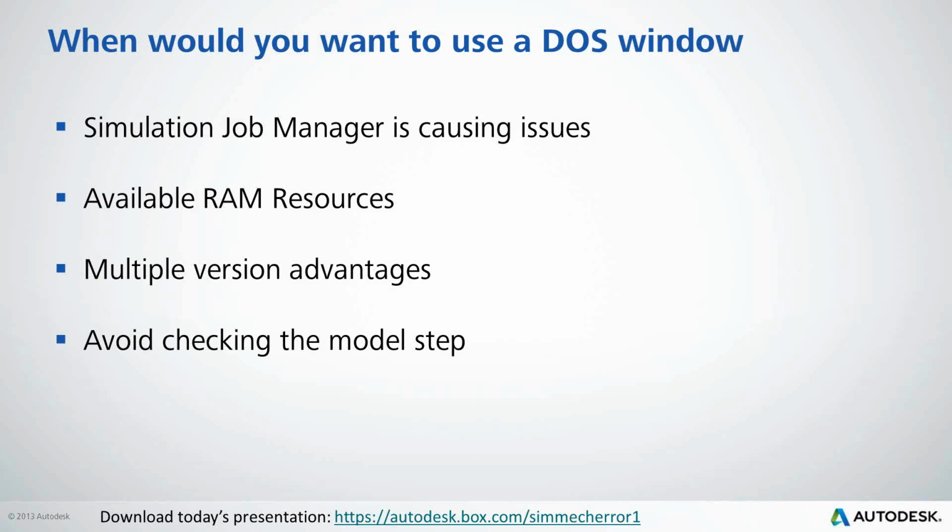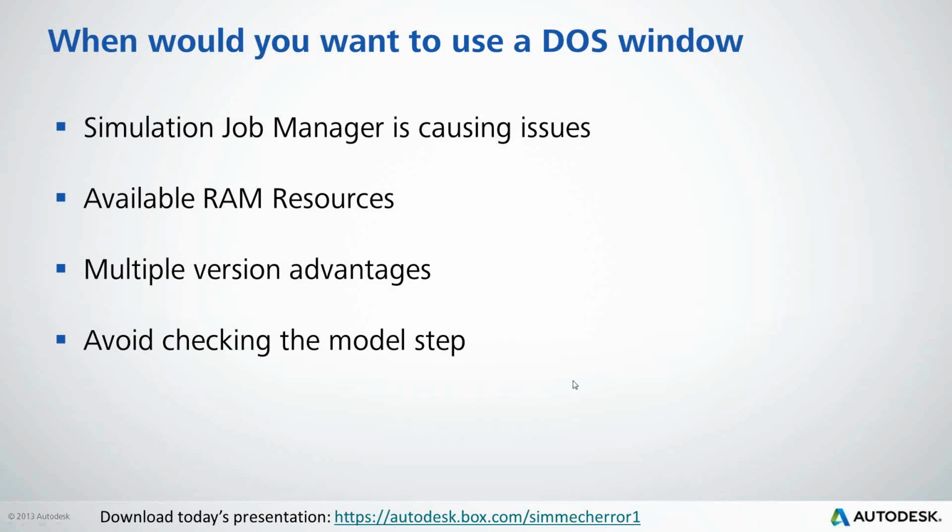The last one here is to avoid the model checking step. Let's say you have a big model, and checking the model before the analysis takes a while. Not to say that you have to check the model before performing analysis, but that's a step that always happens when you click Analyze. Let's say you already checked the model, and now you're just ready to run the analysis. You don't want to go through that step again. Running from a DOS window will skip that step. In fact, to run analysis in a DOS window, you would have had to check the model from the interface before doing that.